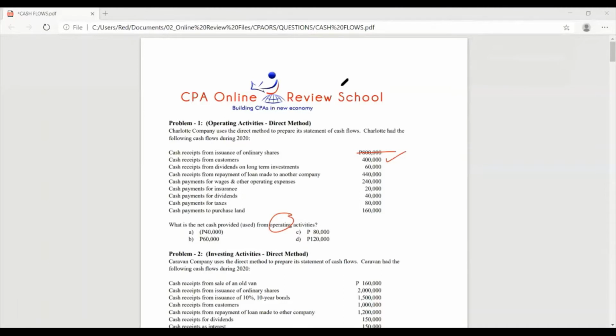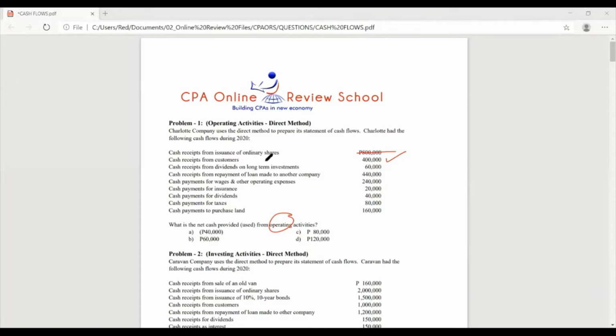Okay. And like I said, look at the question first so it's easier when you look at the given. The question is, what is the net cash provided or used from operating activities? So we only look at operating. Disregard investing and financing activities. First given, cash receipts from issuance of ordinary shares. That's financing because it's equity. So disregard. Cash receipts from customers is included because it's operating.